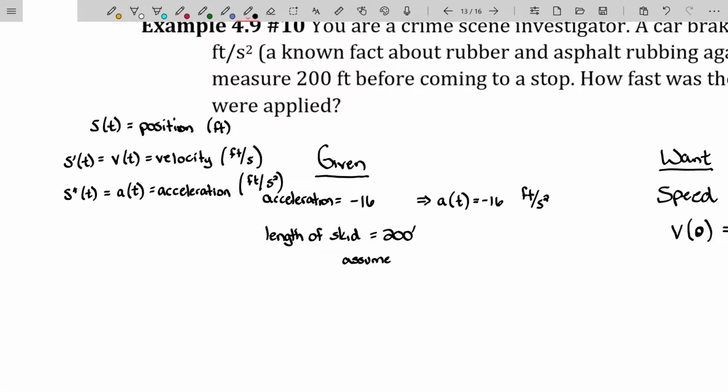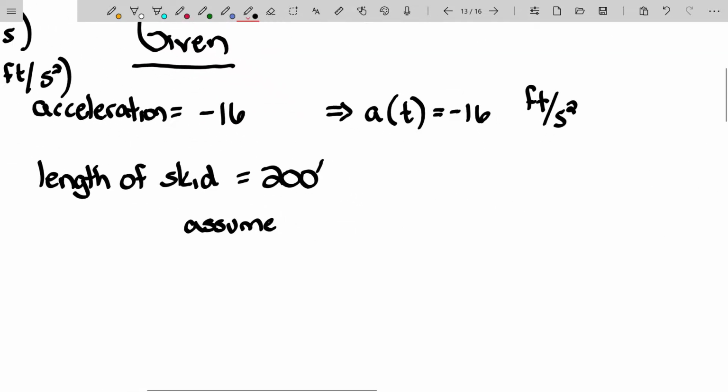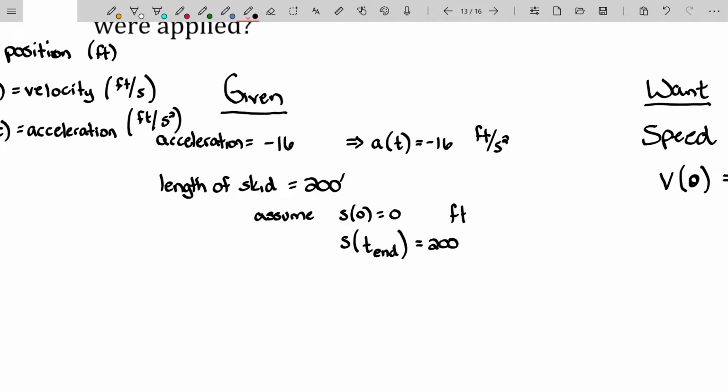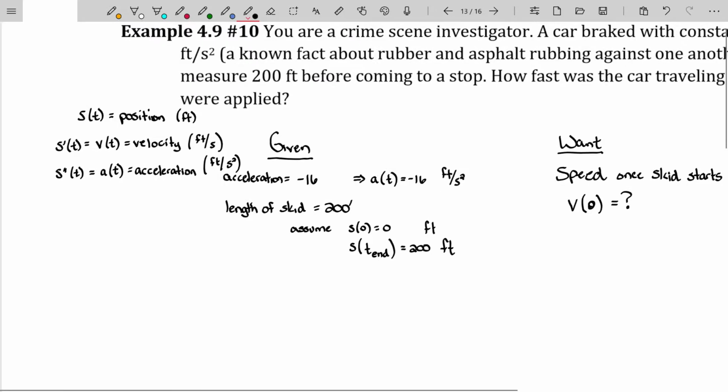So the length of the skid is a position change, right? So we're going to assume that the position at time 0, we'll call that 0. And the position at time, well, we don't know how long it took for this car to eventually stop. So I'm going to call that time end. I have no idea how many seconds that is. So it takes so many seconds for it to finally stop. But by the time it does, it's gone 200 feet. And again, these are in feet, feet and feet. Just making sure all the units are the same.